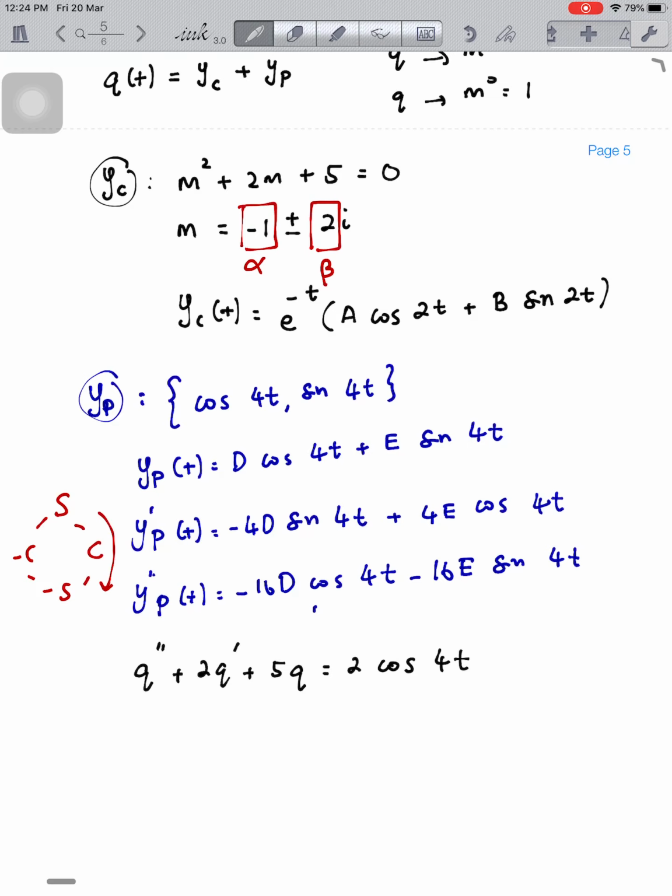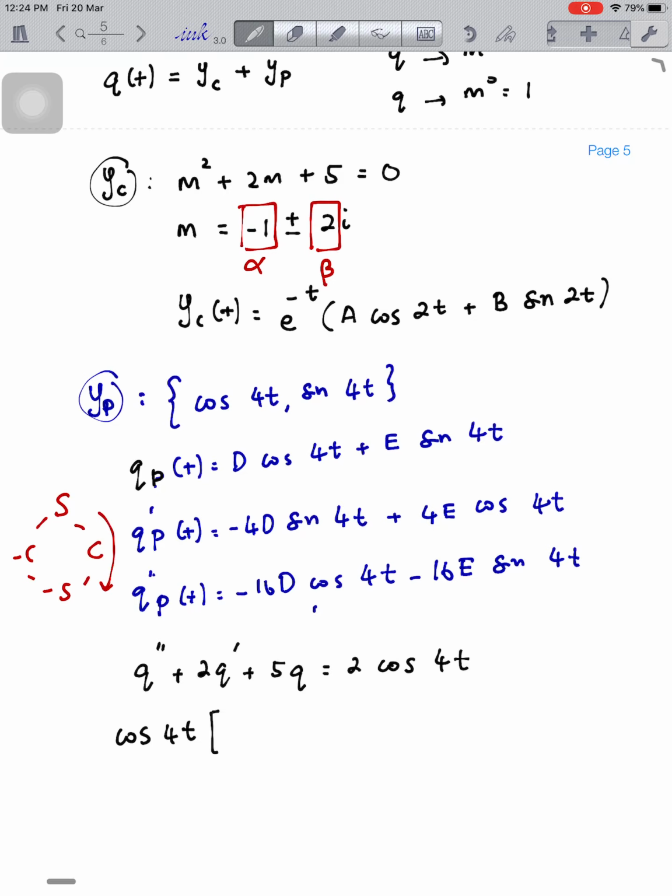I'm going to start by collecting the cos of 4t, all the terms related. So for the q double prime, just so that it doesn't get confusing for you, let's use q over here, so you know that this is q of p, this is q prime p, and this is q double prime p. So it's going to be easier for us to substitute.